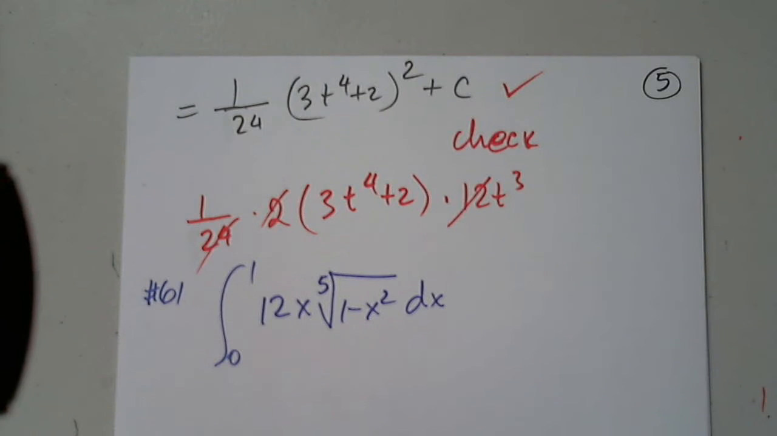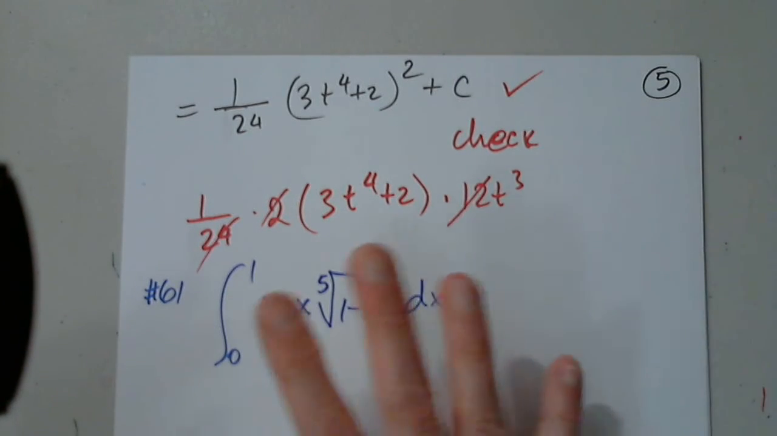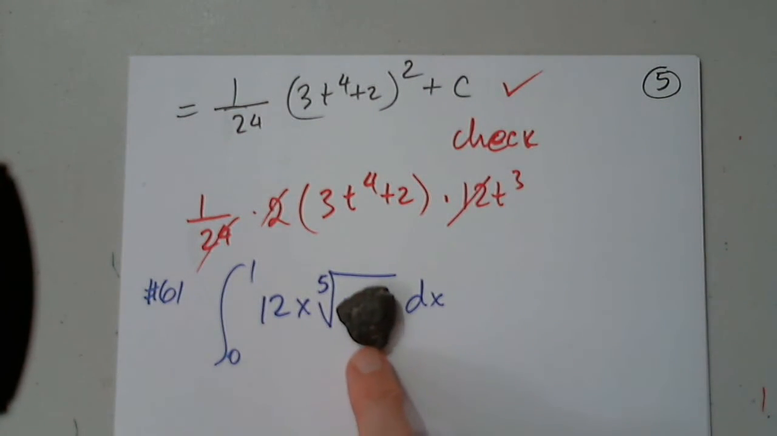Perfect. It's an ugly one, right? It's not an easy situation to deal with, but we're going to make it very easy. 12 is 12. I can even take it outside. X is x. There is nothing I can do. Dx is dx. So this is my problem.